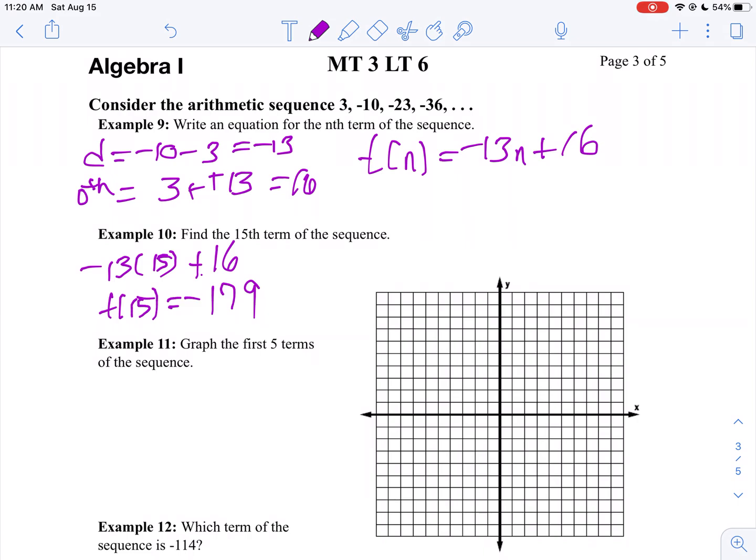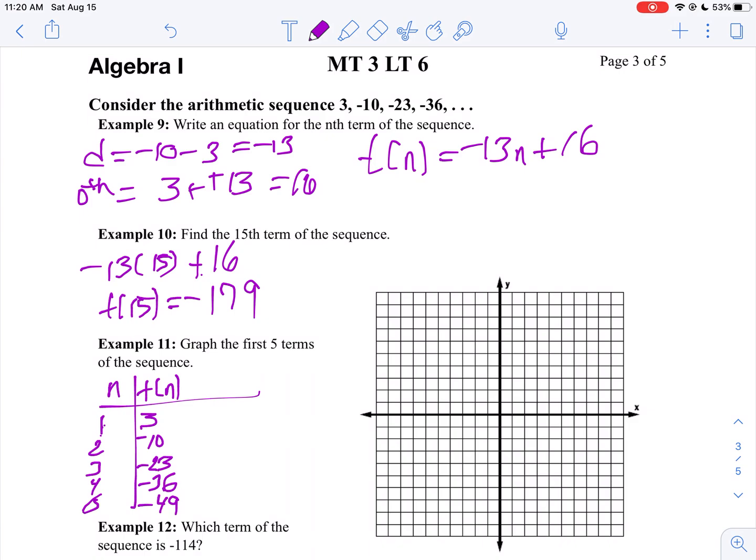Now we're going to graph the first 5 terms. Well, in my sequence, if I count, they gave me 1, 2, 3, 4. So I'll make my table again. I got n and t of n. So n is 1, 2, 3, 4, and 5. I'm given 3, negative 10, negative 23, negative 36, subtract 13, I'm at negative 49.